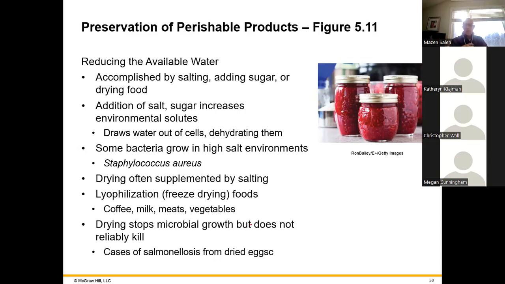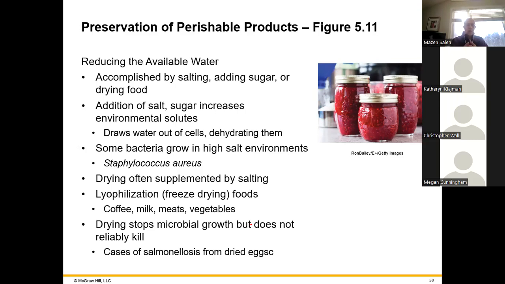Some bacteria, though, are still capable of living in high salt concentrations, as is Staph aureus. So typically, microbes, typical pathogens, do not grow in salt solutions beyond 3.5% or so. Staph aureus can actually, and some Pseudomonas species, but particularly Staph aureus, can survive in solutions of up to 10 or 12% salt.